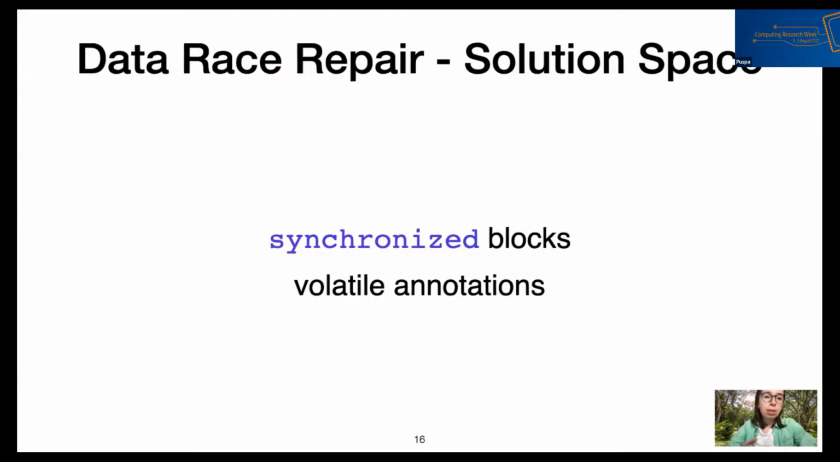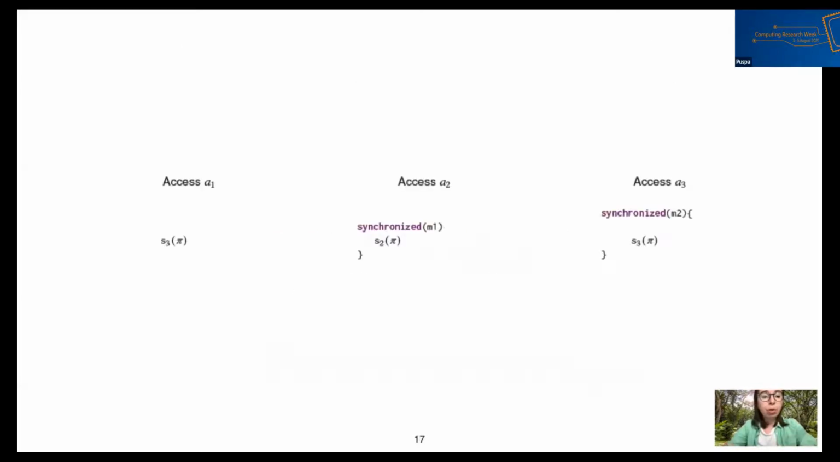An initial investigation on large projects showed that it generally suffices to generate patches using only synchronized blocks and volatile annotations. Hence, we limit the solution space to patches containing these two constructs. Consider next three possible concurrent accesses to the same resource pi. Access A2 and A3 are protected by locks, but these locks are different, hence they may still race with each other. Actually, any two accesses in this scenario may race with each other.